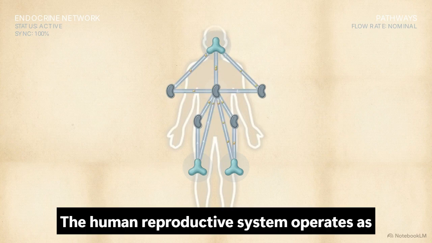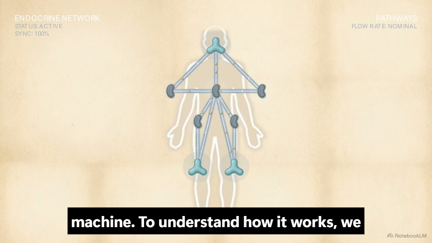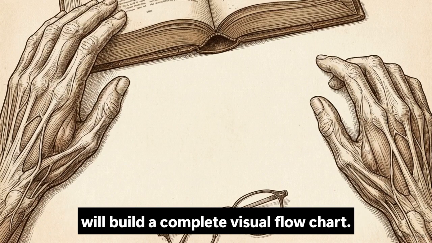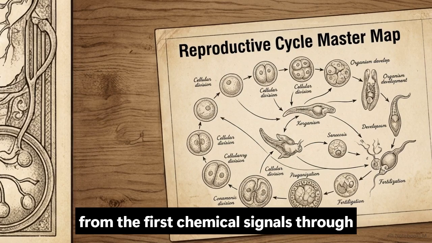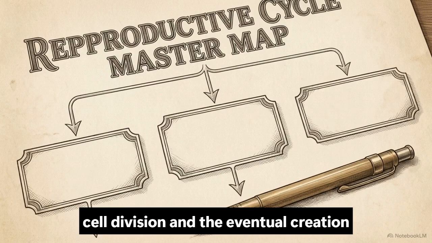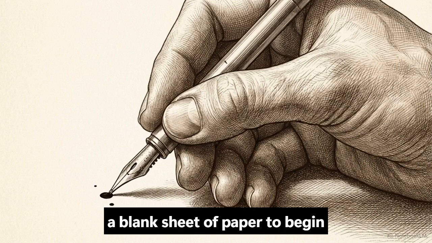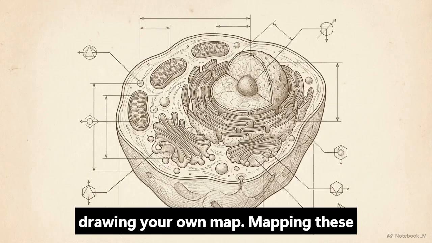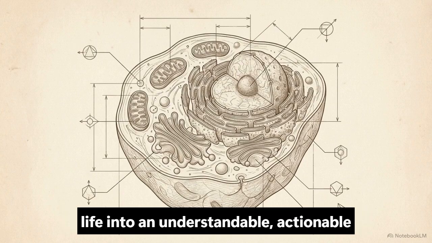The human reproductive system operates as a precise, step-by-step biological machine. To understand how it works, we will build a complete visual flowchart. This template tracks the entire cycle, from the first chemical signals through cell division and the eventual creation of a zygote. Grab a pen and a blank sheet of paper to begin drawing your own map. Mapping these processes on paper turns the machinery of life into an understandable, actionable blueprint.